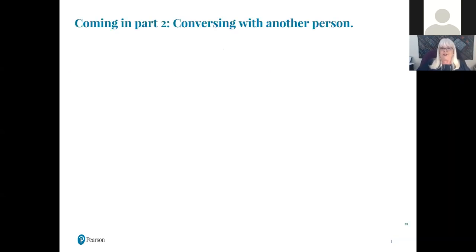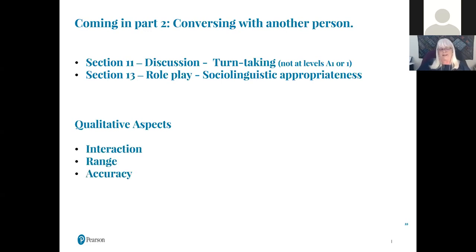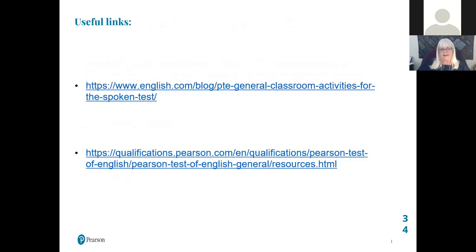And coming in part 2 are the other 2 sections, conversing with another person. So section 11 and section 13: discussion, where the focus of the marking criteria is on turn taking, and of course this doesn't happen at the 2 lower levels, and role play, where the focus of the marking criteria is sociolinguistic appropriateness, and I'll go into those in detail tomorrow. We also have qualitative aspects, and I'll be looking at interaction, range, and accuracy in the next section.